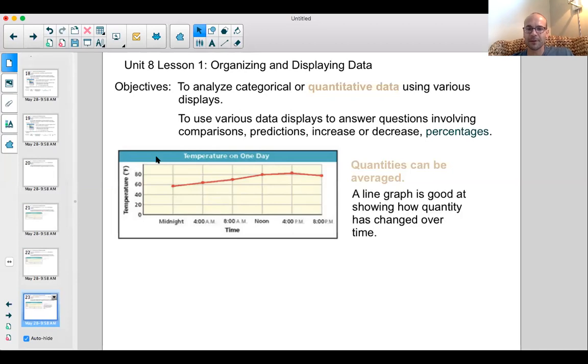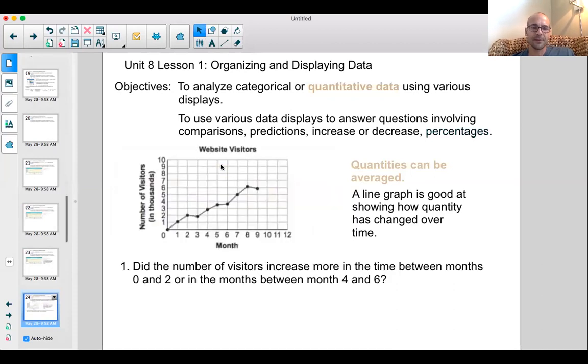A line graph is good at showing how quantity has changed over time. Because this is an amount of time, we see that a lot of times going from least to greatest amount of time, you can see how things are changing. It looks like the temperature grew for a while and then decreased, and that's sometimes just the story they're asking for. They might talk about rate of change too. But I chose to do this line graph to answer a couple questions.